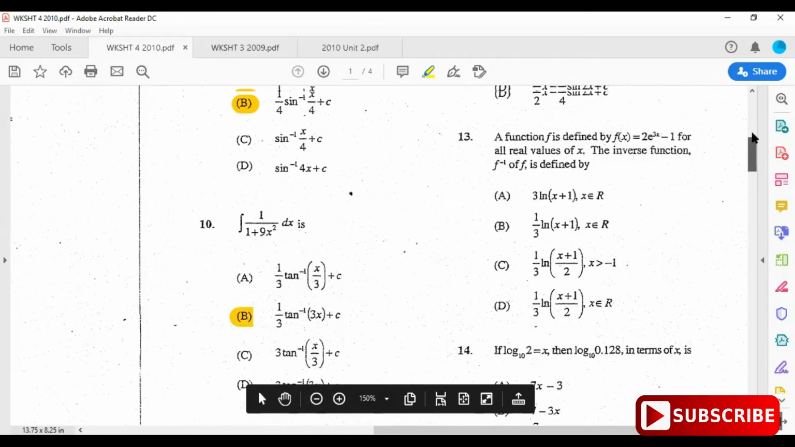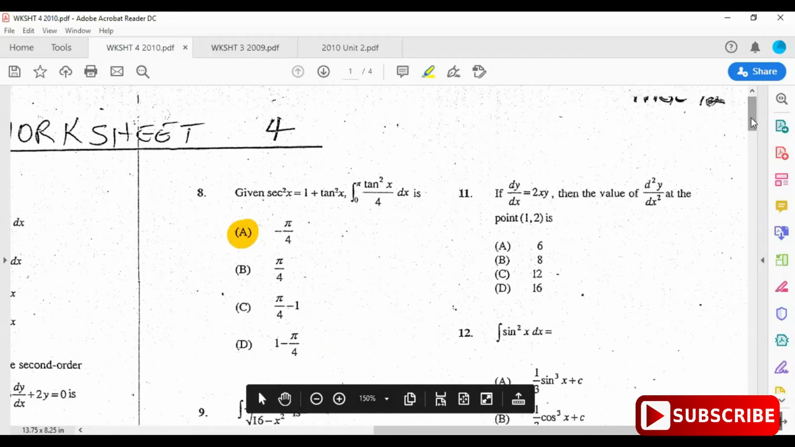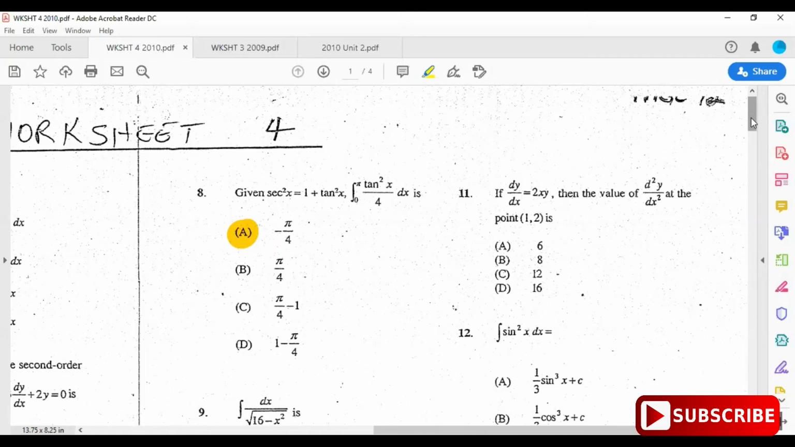All right. Now this is question 11. It says dy by dx is 2x times y. What is the value of d2y by dx squared at (1, 2)? So what's the first thing we have to do? So this... This what?